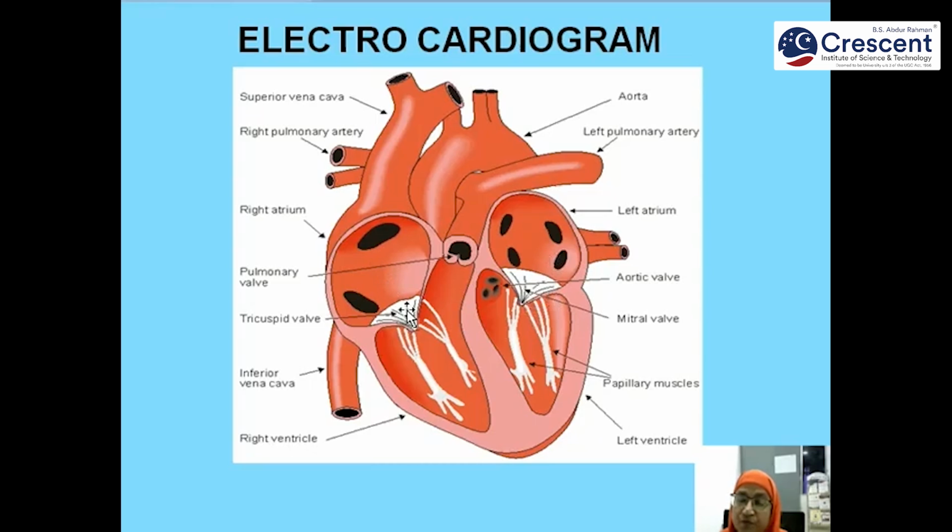So the impure blood flows from the right atrium to the right ventricle, and once this is full, this valve will close and the blood will be forced into the lungs through the right pulmonary artery. Here the blood gets purified by the exchange of carbon dioxide and oxygen in the respiratory system, and the pure blood will flow into the left atrium through the left pulmonary artery. Once this is full, this valve will open and the left ventricle will get filled.